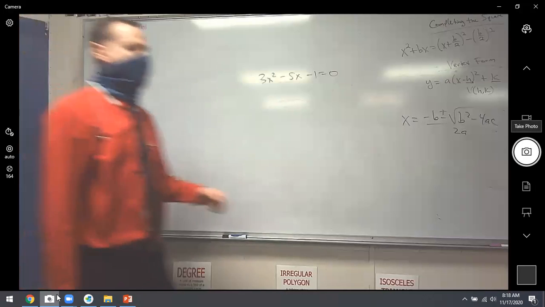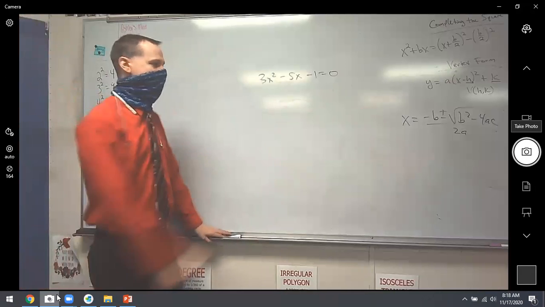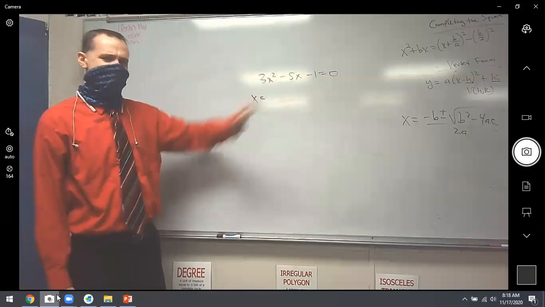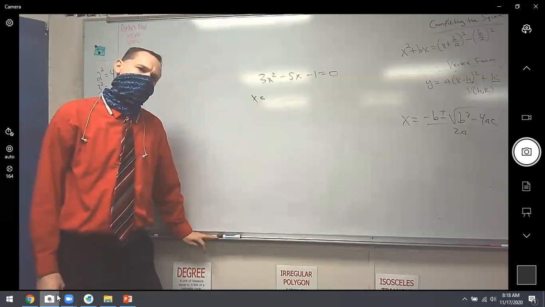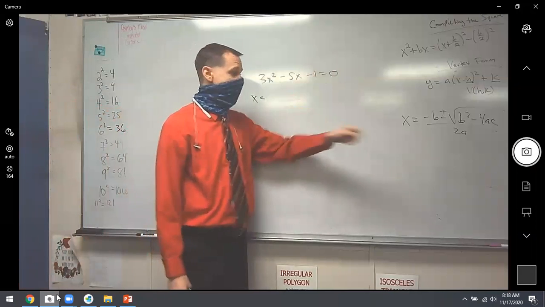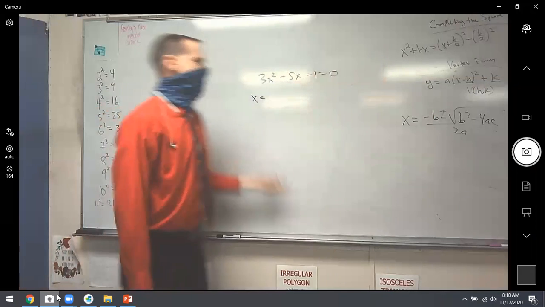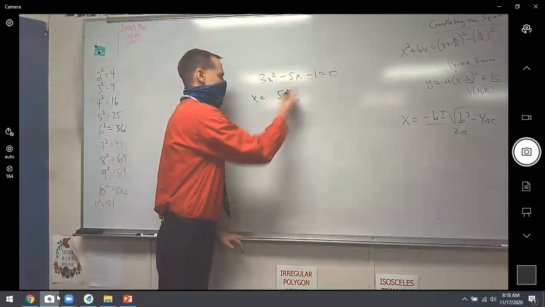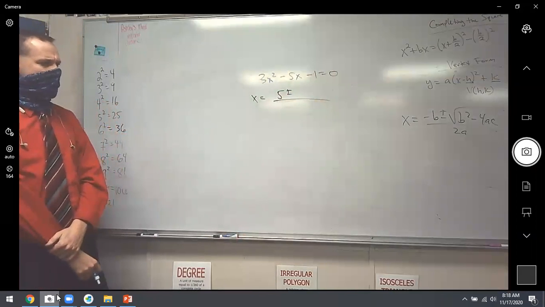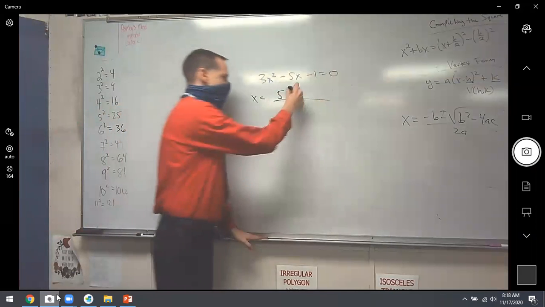Right to the formula. x equals negative b. Now, what's b? Negative 5? So what's negative b then? If b's positive 5, switch the sign, right? So the negative of it just changes the sign. So if it was negative 5, it's going to be just positive 5. Exactly. So negative b is 5. Plus or minus the square root of.